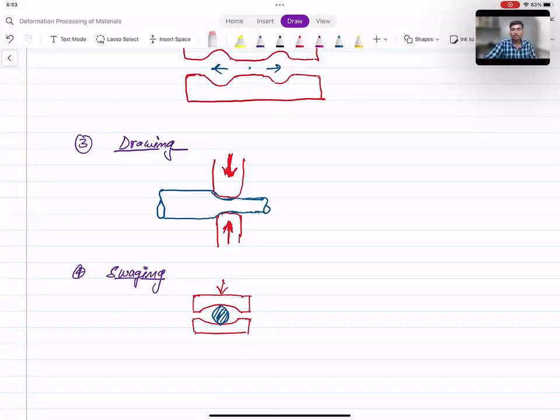So at the end, we will see some high energy rate forming operations and some of the severe plastic deformation operations also, if time permits. Okay, so let us close for now. Thank you.